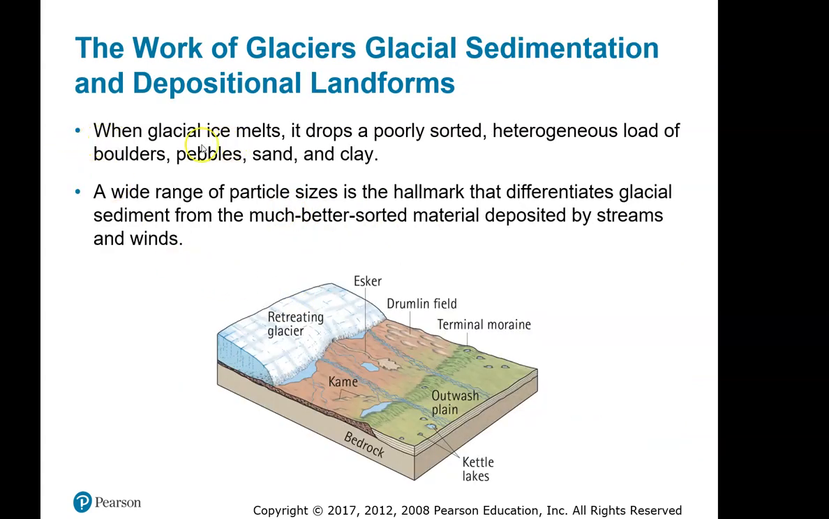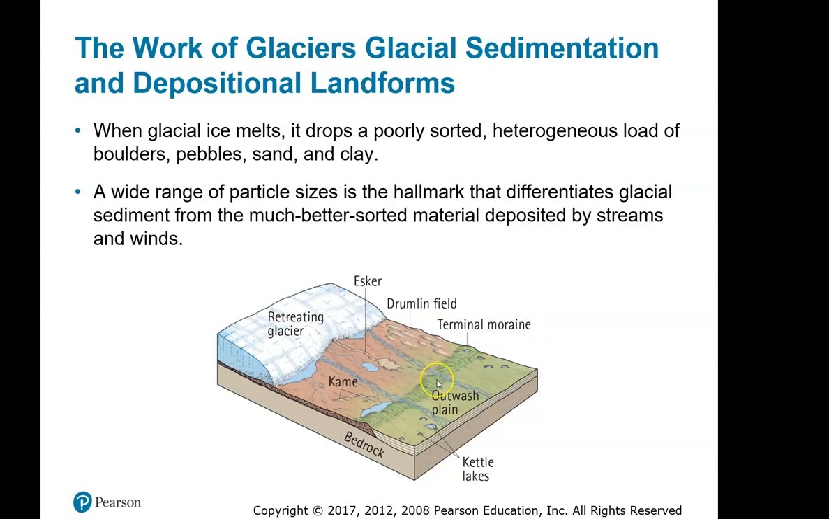When glaciers melt, they drop poorly sorted, heterogeneous sediment. Heterogeneous just means different sizes, anywhere from boulder size to pebbles to sand to clay. You get a wide range of particles, and it's the hallmark of differentiated glacial sediments. The furthest point that the glacier is going to get is called the terminal moraine.